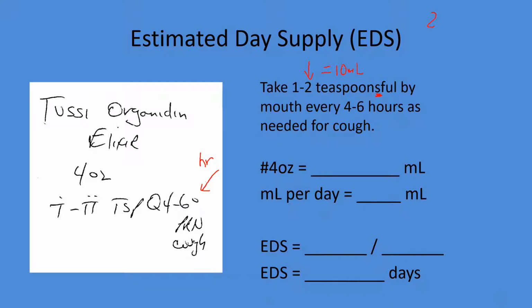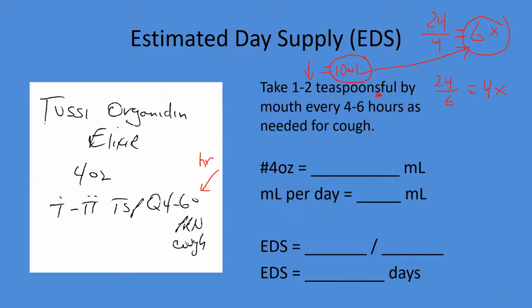Now, in a 24-hour period, if you take a drug every 4 hours, then you actually can take it 6 times. If you take it every 6 hours, you only take it four times. They love their drug, so they're going to take 10 mLs up to 6 times.